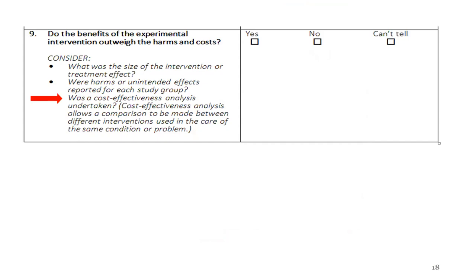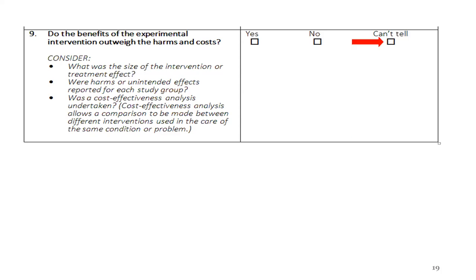Cost effectiveness analysis allows a comparison to be made between different interventions used in the care of the same condition. In the paper, a cost comparison is not included, but if you go to page number 2, it says that if we include CT coronary angiogram, it will increase the cost compared to the standard of care only, but it has not compared this in detail, or given any cost percentage or anything.